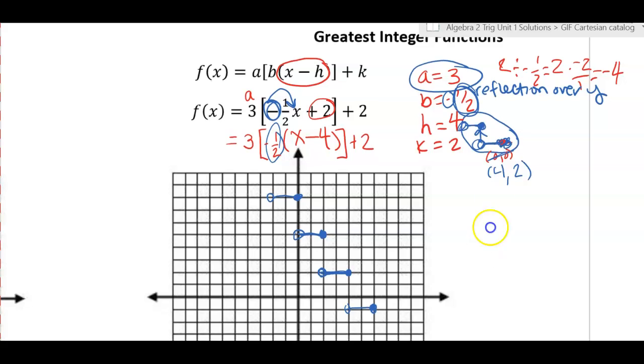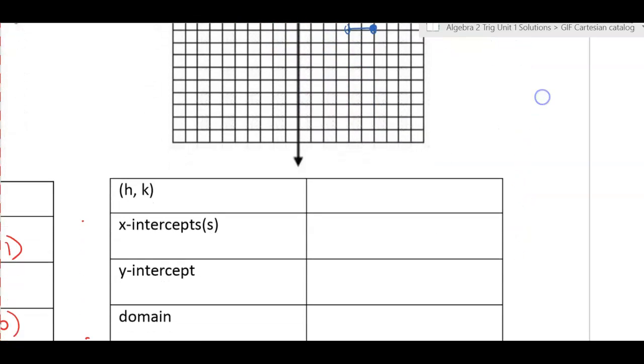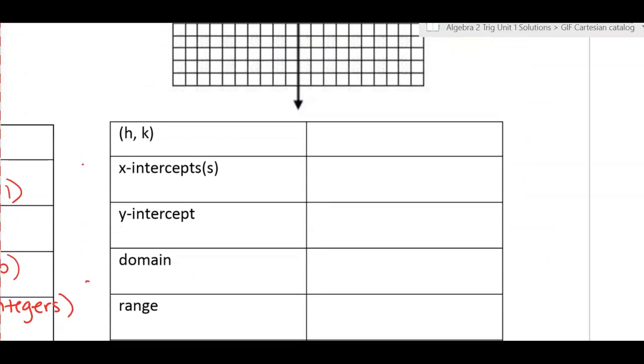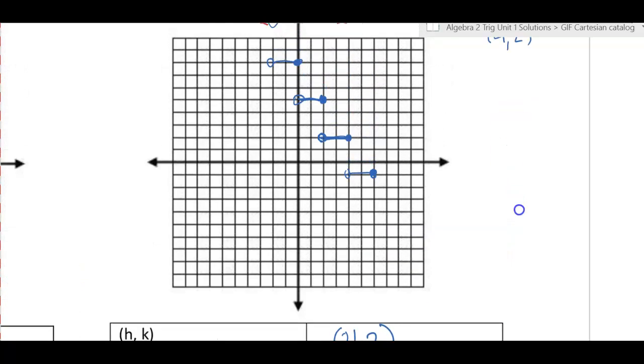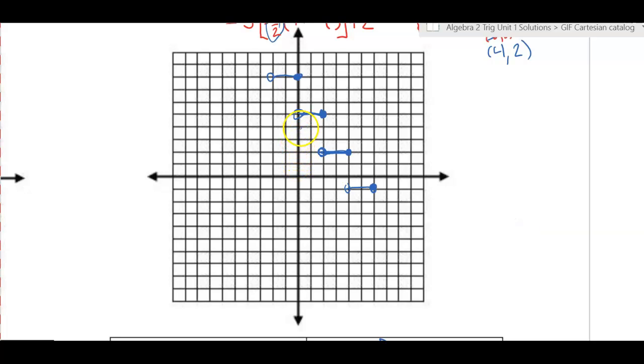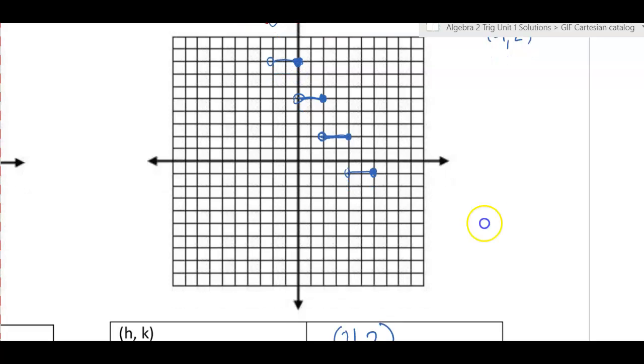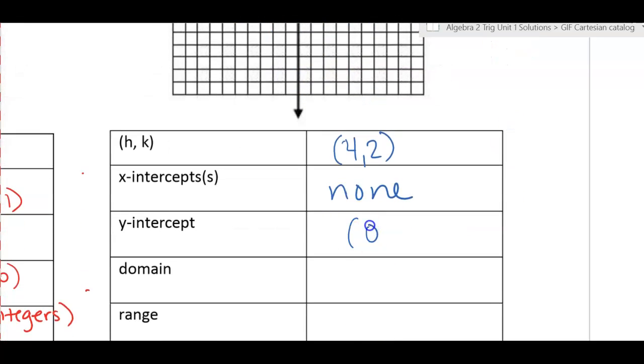Okay, go ahead and take a few minutes and see if you guys can fill in the characteristics below. So your H and K, your X and Y intercepts, domain and range, stuff like that. Okay, so what did you guys get for your H and K values? 4, 2. And X intercepts? None. Y intercept? So 8 right up here, okay. It's the only place that we hit the y-axis, so (0, 8).